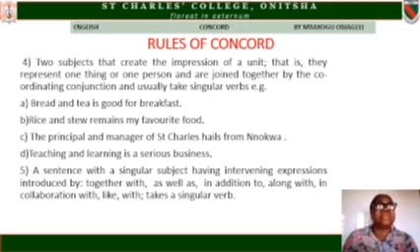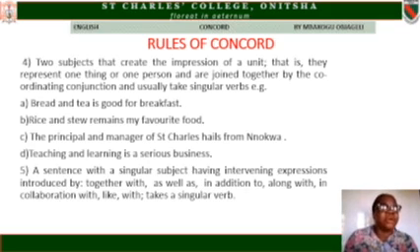Now, the fourth rule states that when two subjects create the impression of a unit, what do we mean by creating the impression of a unit? They represent one thing or one person. In the third rule, I told you that when you have two subjects joined together by the coordinating conjunction and, they usually go with a plural verb. But there are some cases where these two subjects joined by and give you the impression that it is a unit, that it represents one person or one thing. When you have such, joined together by the same coordinating conjunction and, they take a singular verb.